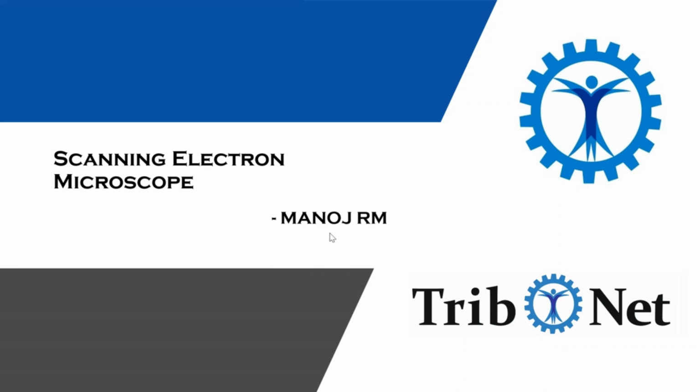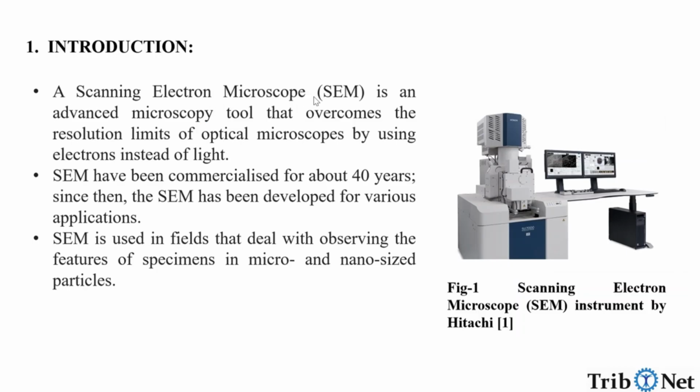My name is Manoj. Today, let us learn about scanning electron microscope. A scanning electron microscope is an advanced microscopy tool that overcomes the resolution limits of the optical microscopes by using electrons instead of light. SEM have been commercialized for about 40 years. Since then, the SEM has been developed for various applications. SEM is used in fields that deal with observing the features of specimens in micro and nano-sized particles.